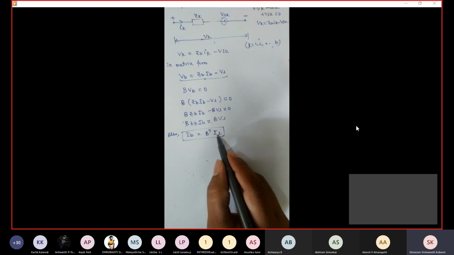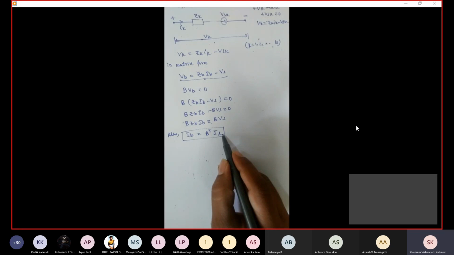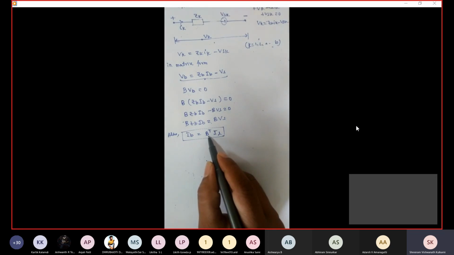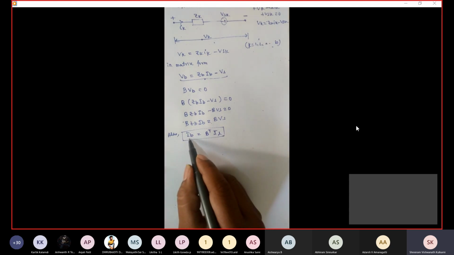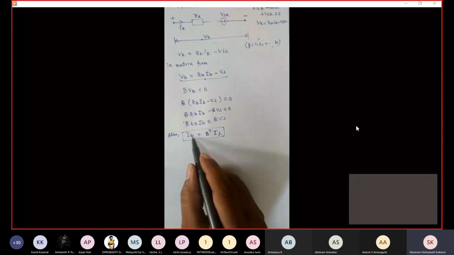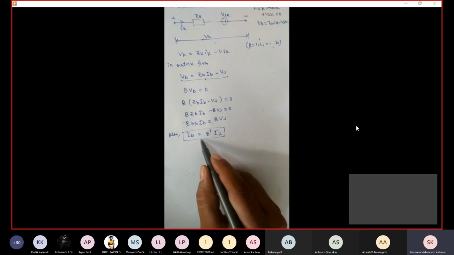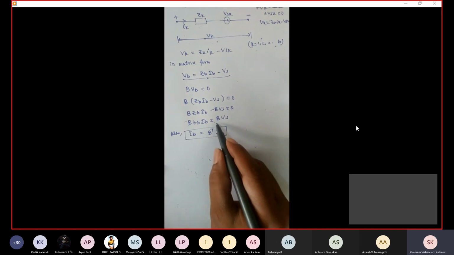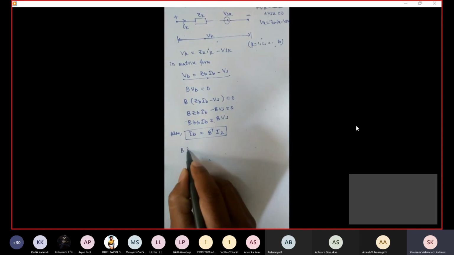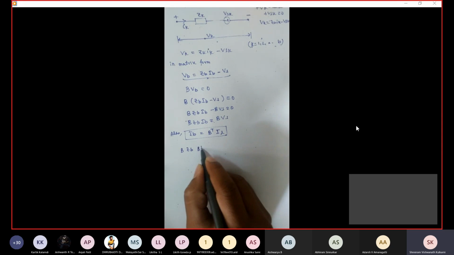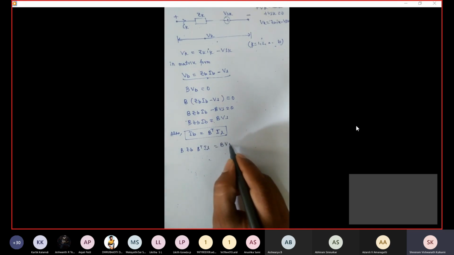Ib is equals to B transpose IL. IL is the loop current, or circuit currents. B transpose is the tie set matrix. Ib is the branch currents, a column vector. Now if I include this in this equation, B Zb B transpose IL equal to B into Vs.